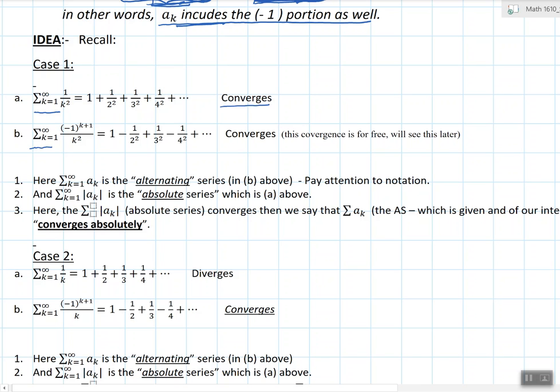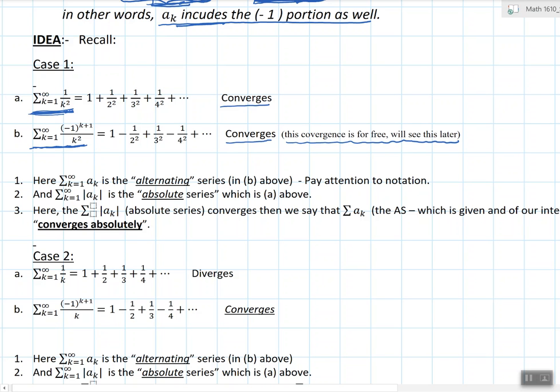Okay, then we look at the alternating version of it. So this alternates, and we know it converges. We can check it from the alternating series test, but actually this convergence is for free if we know that this one converges, because this is the absolute version of this. So let's see what I just said.